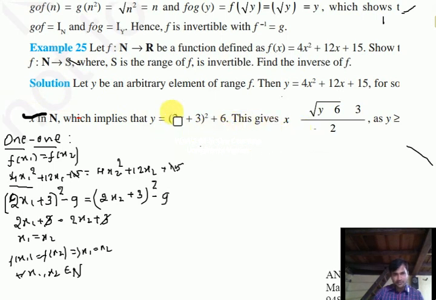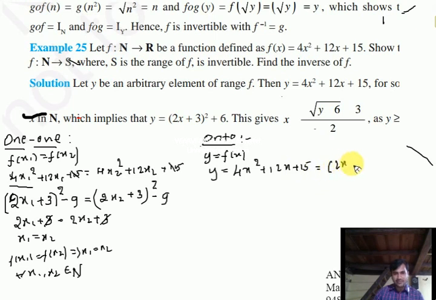we need to take y equals f of x. Onto function, a very easy method. Y equals f of x. Therefore y equals f of x, which is already mentioned as 4x square plus 12x plus 15. I have considered this 4x square plus 12x as 2x plus 3 whole square minus 9. So in place of this 4x square plus 12x, we can write 2x plus 3 whole square minus 9 plus 15 as it is.